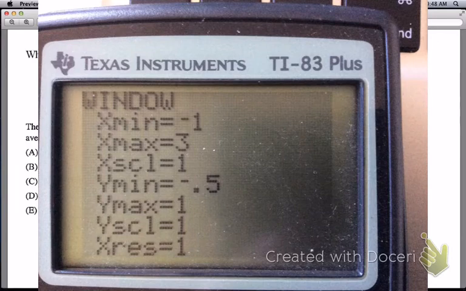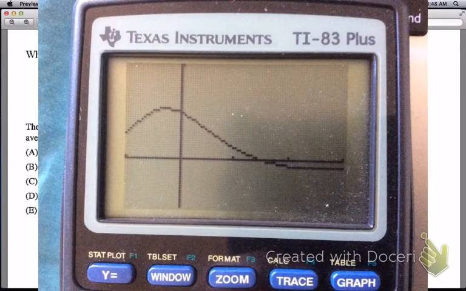So from -1 to 3, and then I chose from -0.5 to 1, and when I did that, I got a nice view of this function. So when I graphed that, I got something that looks approximately like this. So it gives me a nice picture so that I can see my graph pretty well. You guys can see that it starts here and then kind of goes up and then back down again.